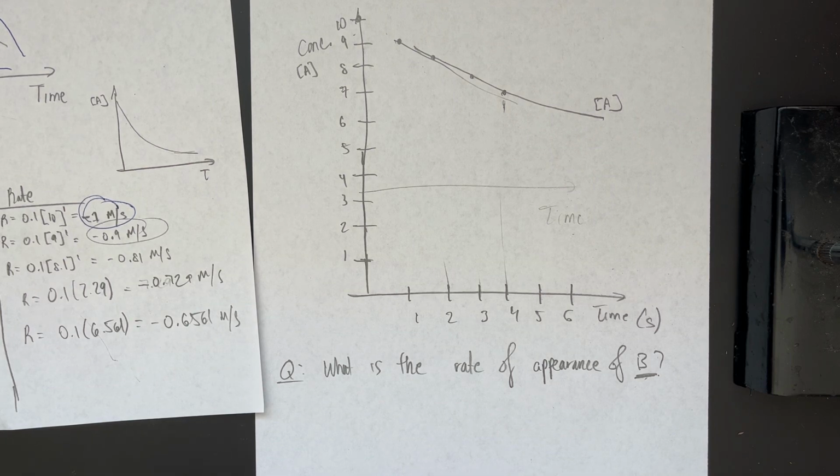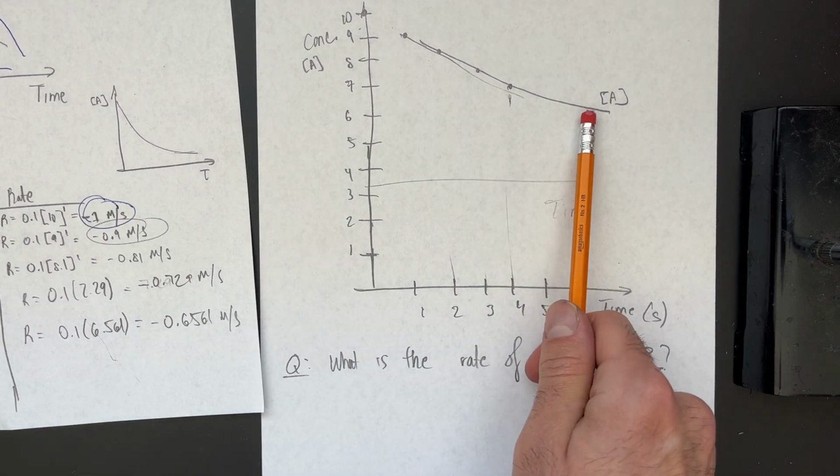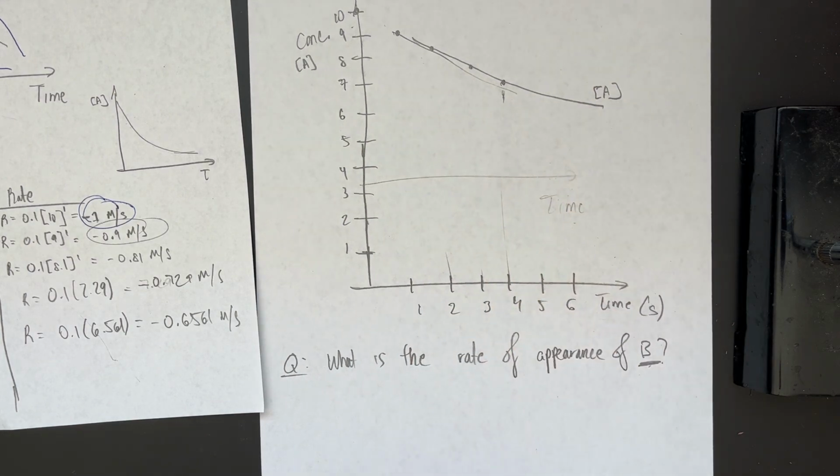When we were making sandwiches, if you used up 2 pieces of bread, how many sandwiches did you make? You made 1 sandwich, right? They were in stoichiometric ratios. In essence, how much bread you used was directly proportional to the amount of sandwiches you made. And so it is here. Basically, the amount of A we lose is going to be equal to the amount of B that we gain.